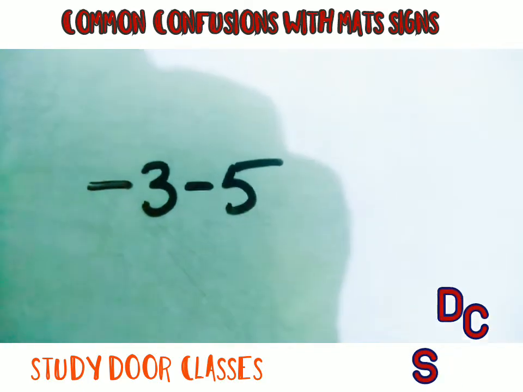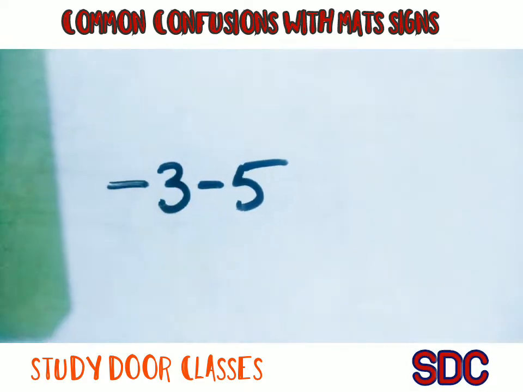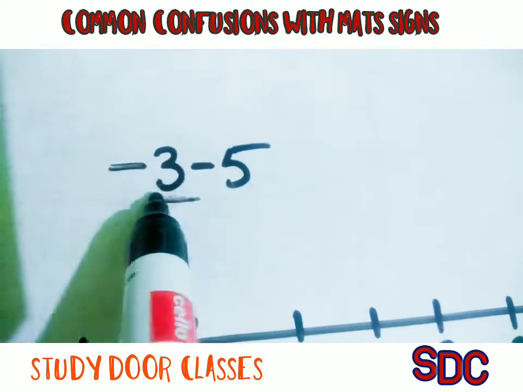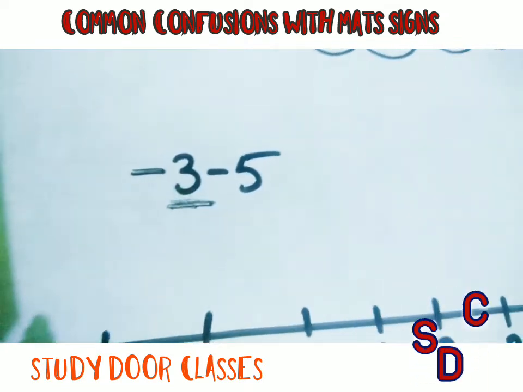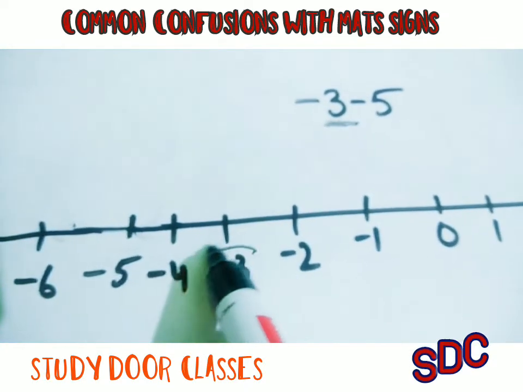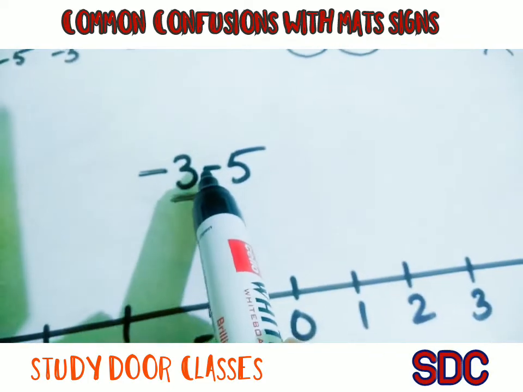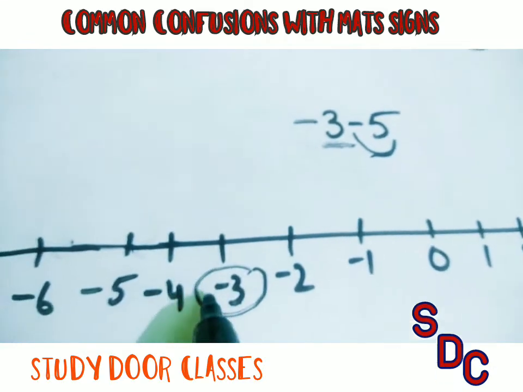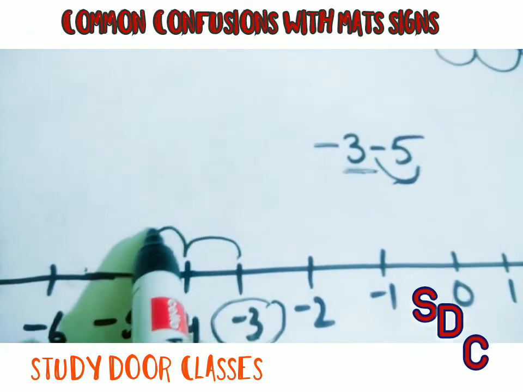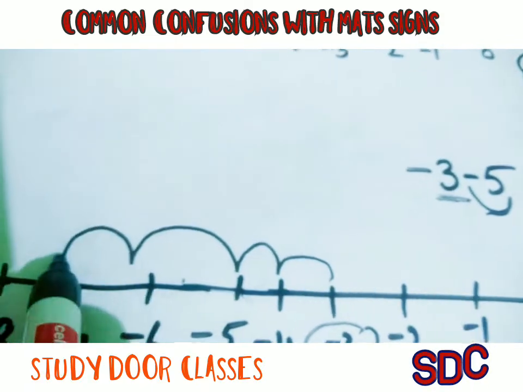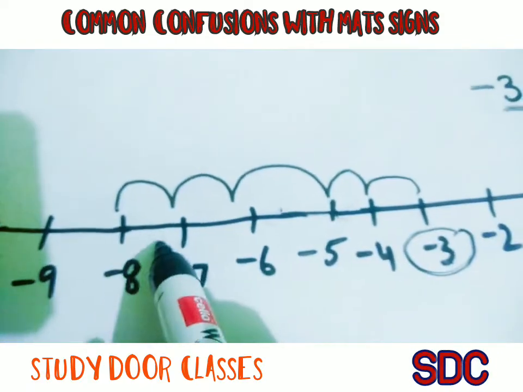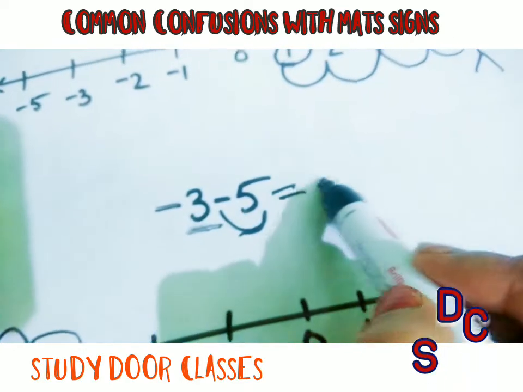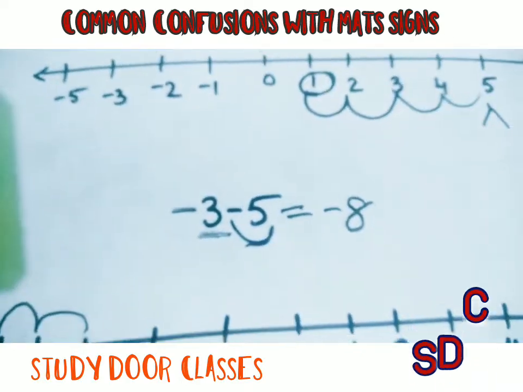Now we have two numbers, minus 3 and minus 5. What will we do here? Both numbers are negative. Our first number is minus 3. Then we will add minus 5 and we will go backward 5 steps from minus 3. 1 step, 2 step, 3 step, 4 step, and 5 step. Where do we reach? Minus 8. So our answer will be minus 8.